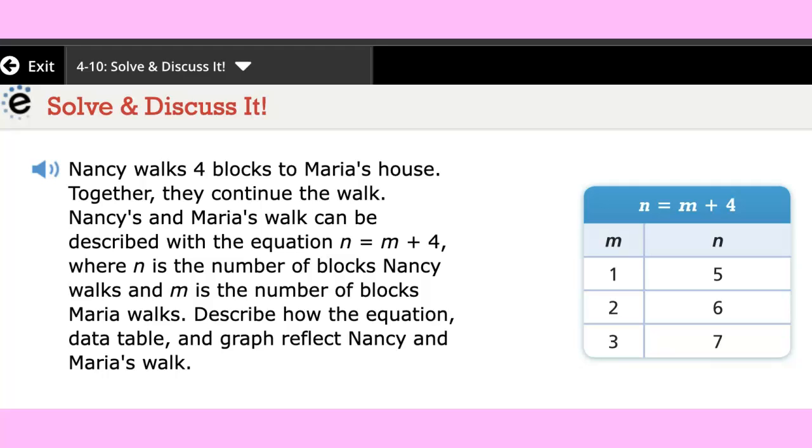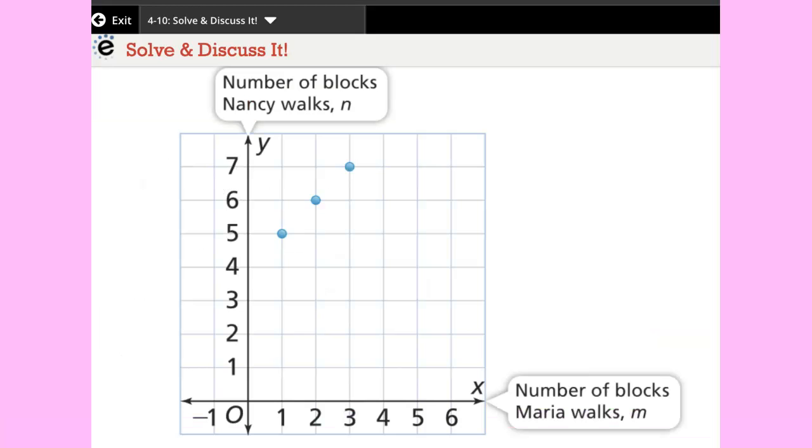And here is what the graph looks like for their data. I'm going to create a graph for that one. The y-axis we could use to represent the number of blocks Nancy walks, and the x-axis we could use to represent the number of blocks that Maria walks. So if you look at this, if Maria walks 1 block, then Nancy will walk 5 blocks. And that's how you graph their data. If Maria walks 2, then Nancy walks 6. 3, then Nancy walks 7. Okay? That's how it goes. Alright? So let's apply this idea to our lesson for today.